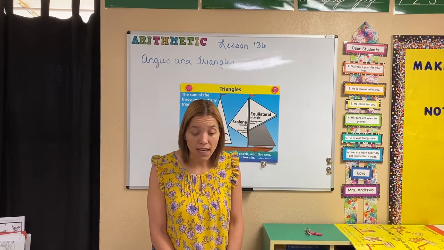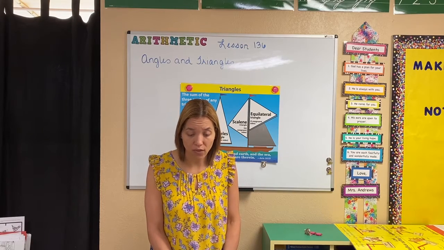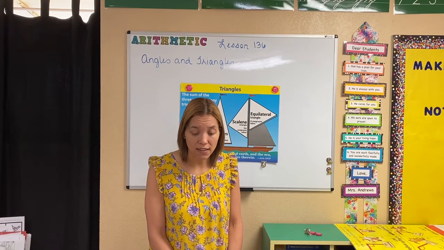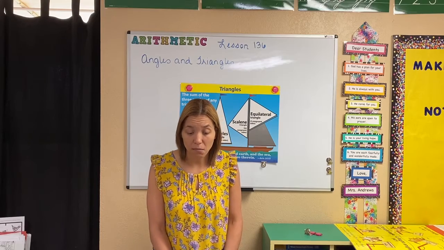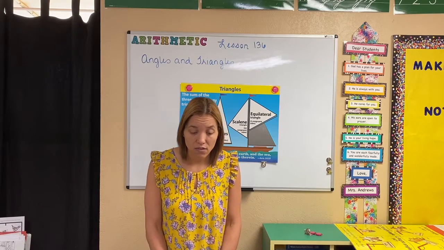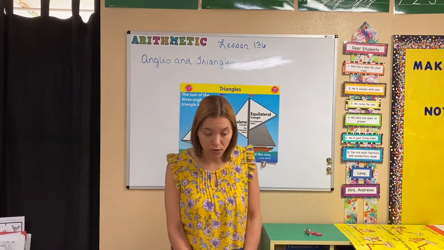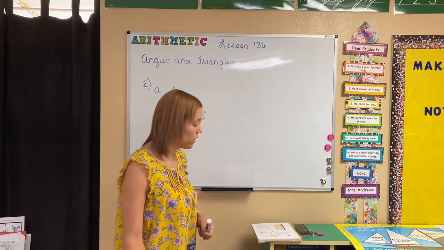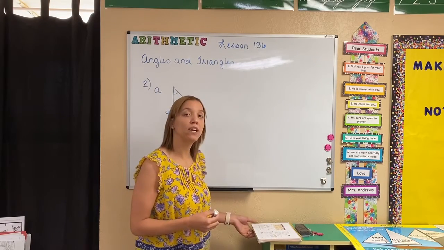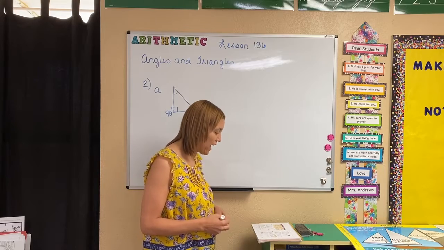Exactly, it's going to be an equilateral triangle because it has three sides that measure the same thing. So it's going to be equilateral. Okay, let's look at your class practice. Let's look at number 2, letter A.